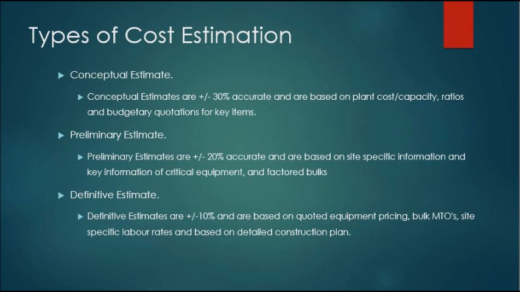Conceptual estimates are ±30% accurate and are based on plant cost/capacity ratios and budgetary quotations for key items. Preliminary estimates are ±20% accurate and are based on site-specific information and key information of critical equipment and factored bulks. Definitive estimates are ±10% and are based on quoted equipment pricing, bulk takeoffs, site-specific labor rates, and a detailed construction plan.